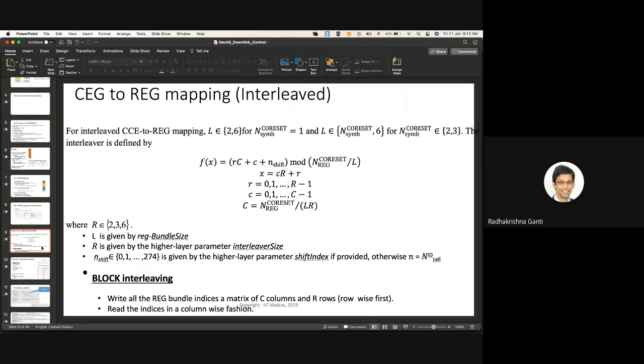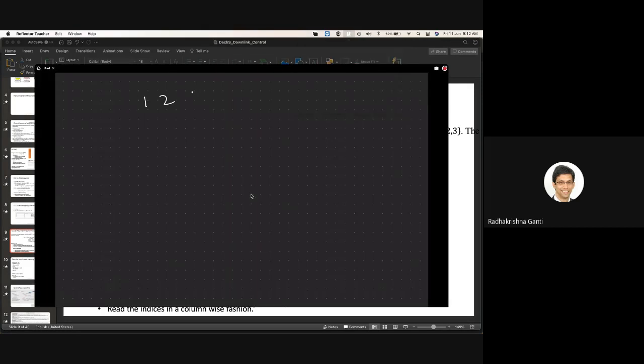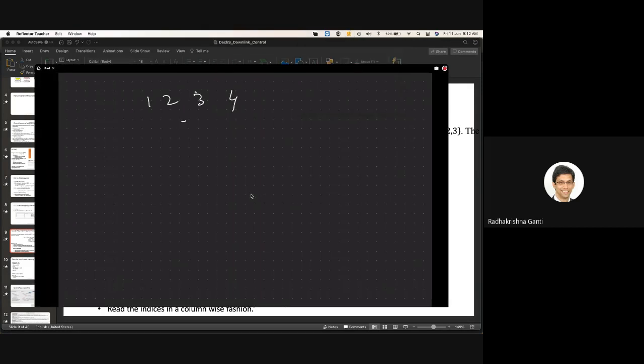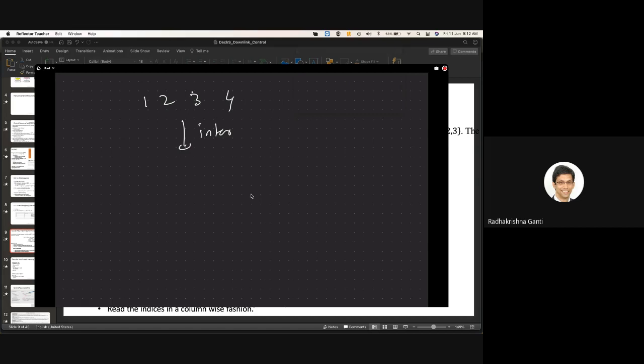While the equations look very disturbing, it's actually a pretty simple mapping. It is called block interleaving. What is block interleaving? First of all, what is interleaving? If you have 1, 2, 3, 4 and you pass it through an interleaver, you get a jumbled-up version, maybe 3, 1, 4, 2.